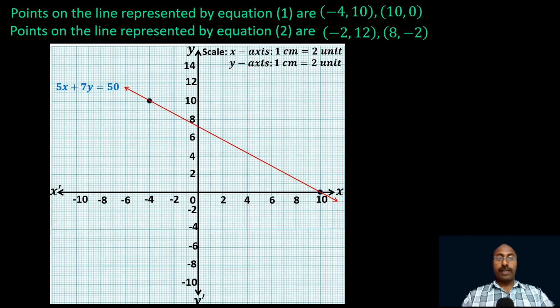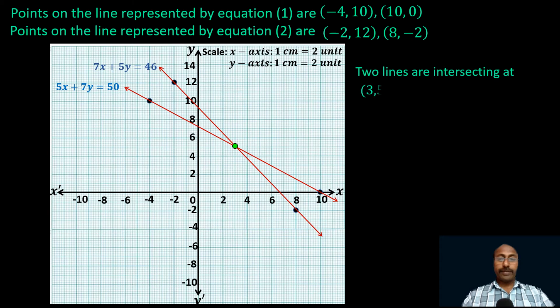So this is the equation 5x plus 7y equal to 50, and now take the points on the line represented by equation 2. So the first one is minus 2 comma 12. So this is the point, and 8 comma minus 2. Now draw the line through these 2 points, and this is the line 7x plus 5y equal to 46. And now we can observe that these 2 lines are intersecting at 3 comma 5. Okay, so 2 lines are intersecting at 3 comma 5.